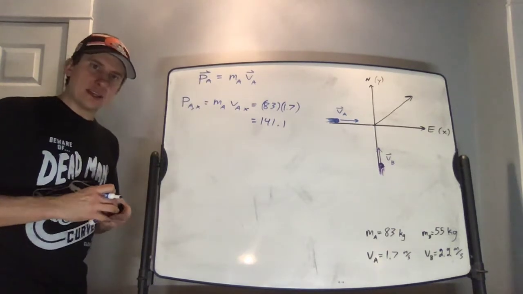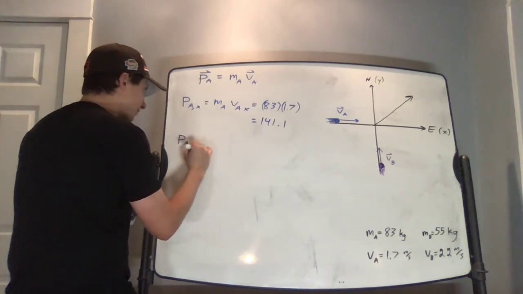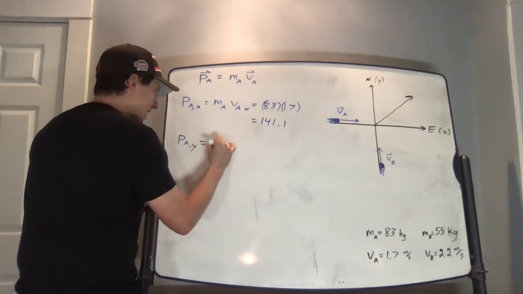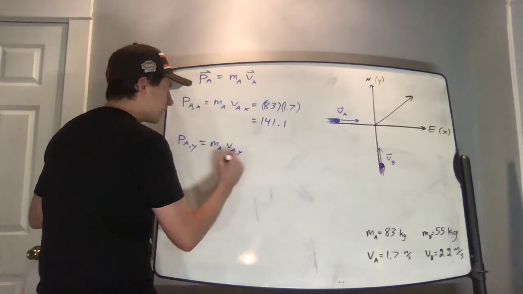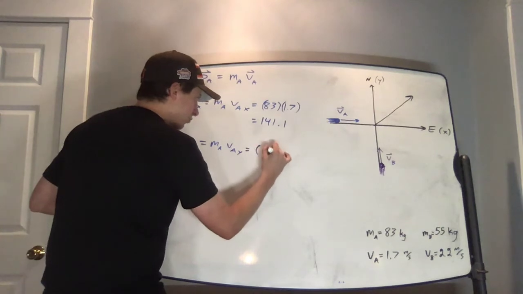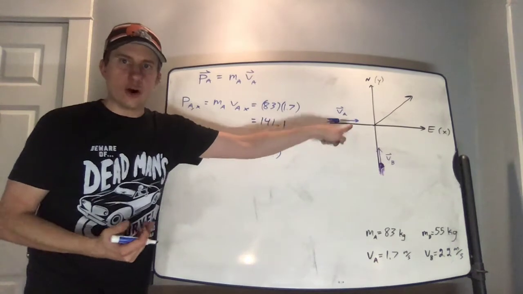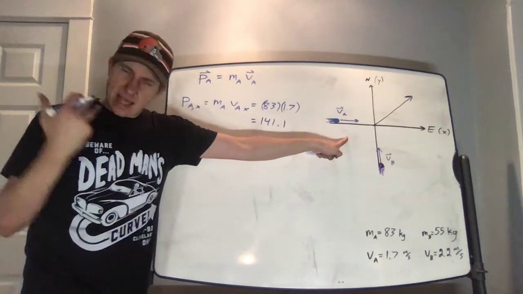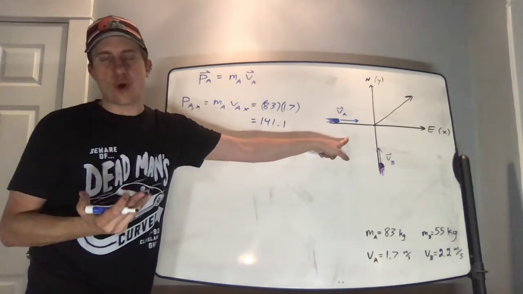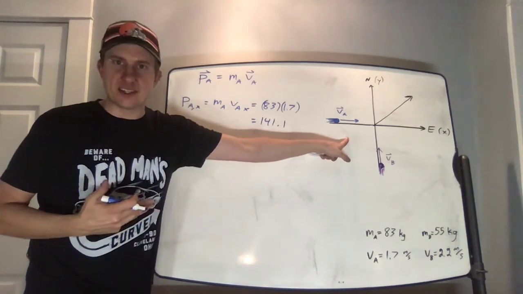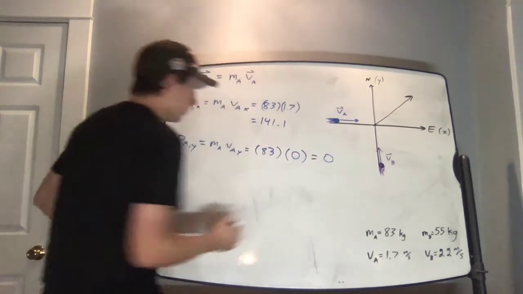Similarly, I could find the y component of Alfred's momentum. I could write PAY is equal to the mass of Alfred times the y component of Alfred's velocity. So I would write that as 83 for his mass, and because his velocity is entirely to the right, only in the x direction, technically he does have a y component of his velocity. The component of his y velocity is 0. So 83 times 0 gives me 0.